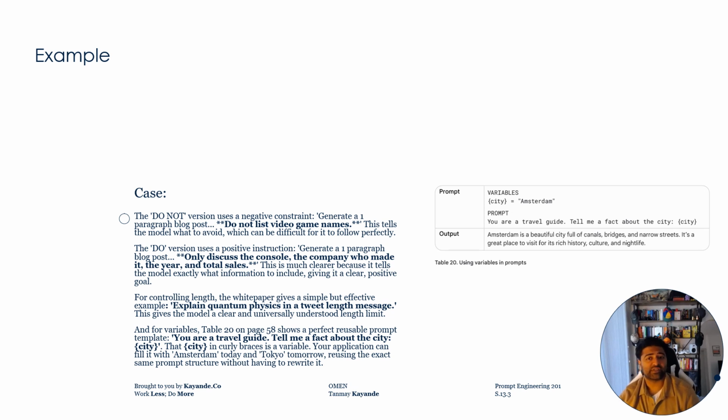For controlling length, the paper gives a simple but effective example. Explain quantum physics in a tweet length message. This gives the model a clear and universally understood length limit. And as for variables, we can see a reusable prompt template. For example, you are a travel guide. Tell me a fact about the city, and then in curly brackets, you have the city. That city in curly braces, this is a variable. You can fill it with Amsterdam today, Tokyo tomorrow, and reusing that same prompt structure, you can keep reusing it without having to rewrite it.